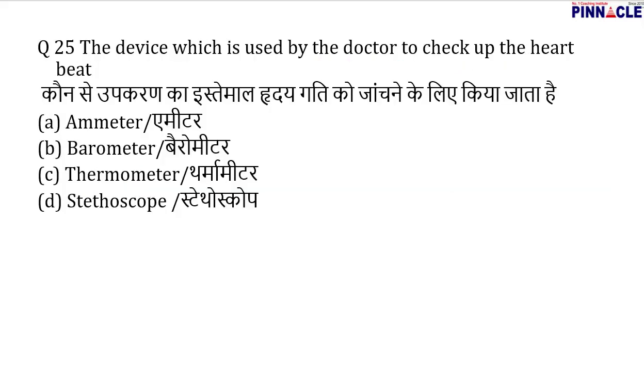Moving to question number 25, the question is, the device which is used by the doctor to check up the heartbeat is. So what is the name of the particular device? If you have visited a doctor once, then you must have realized that he has a device through which he tries to check your heartbeat, whether your heart is functioning properly or not. And the device which the doctor uses is said to be a stethoscope. By using this device, the doctor listens to your heartbeat and determines whether your heart is functioning properly or not. So for question number 25, D, stethoscope, is the correct option.